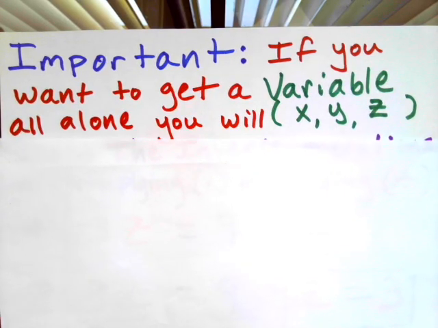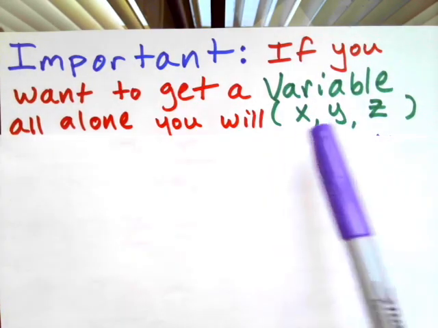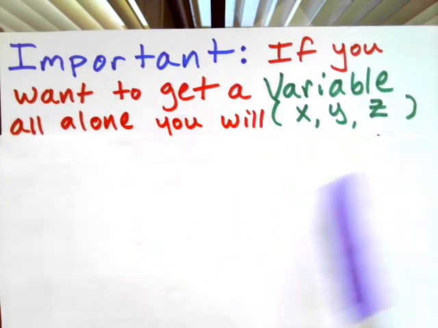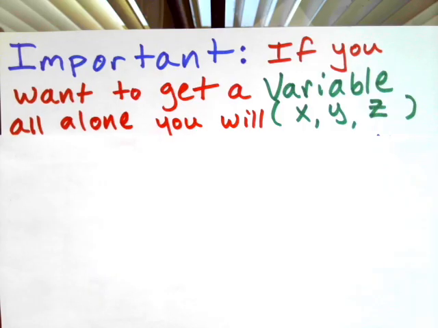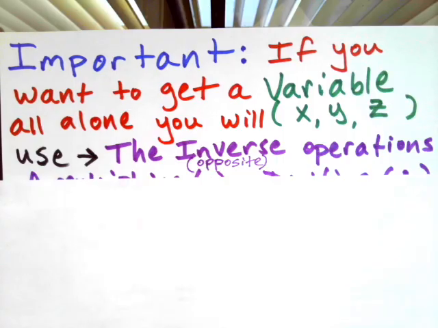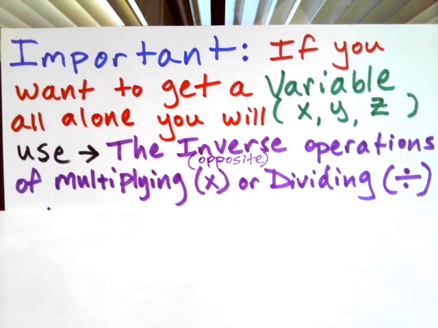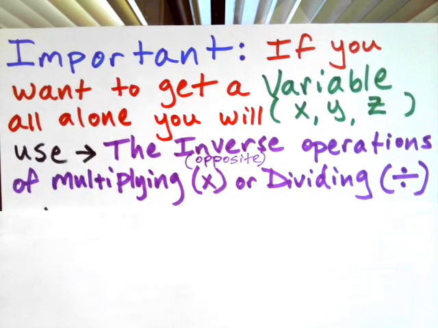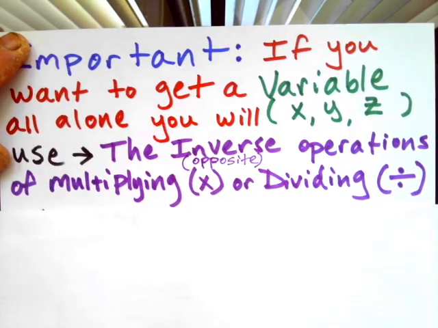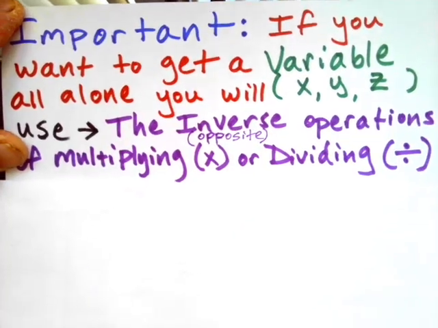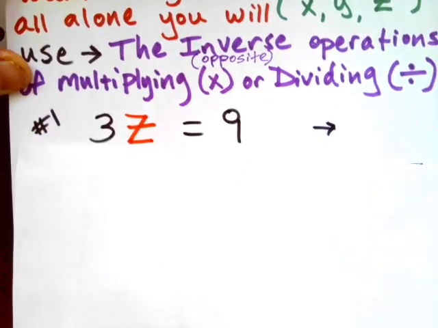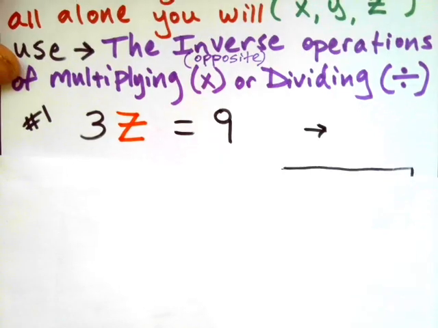Hey, if you want to get a variable, remember that's x, y, and z, all alone, that's what you have to do in order to solve for a variable. If you want to get it all alone, you're going to use the inverse or the opposite operation of multiplying and dividing. So that second step, that last step, will be you multiplying or dividing that coefficient that's attached to that variable. And so let's go over an example here.